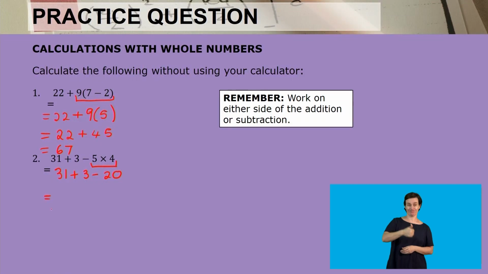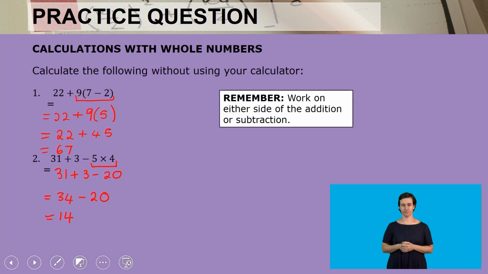Then we can work with it, which is going to give us, what is 31 plus 3? That is 34. And when we subtract a 20 from that 34, our final answer is going to be a 14. All right? I hope you got that. Let's move on.